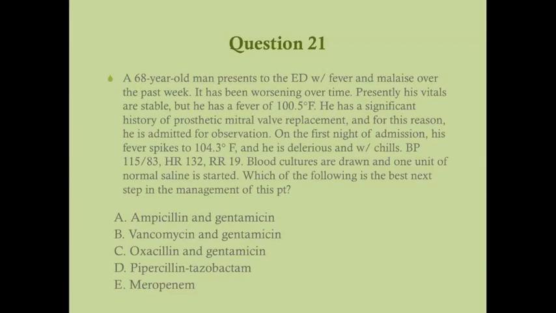Alright, so a 68-year-old man presents to the ED with fever and malaise over the past week. It's been worsening over time. Presently, his vitals are stable, but he has a fever of 100.5 degrees Fahrenheit. He has a significant history of prosthetic mitral valve replacement, and for this reason, as he should, he is admitted for observation. On the first night of admission, his fever spikes to 104.3 degrees Fahrenheit, and he is delirious with chills. Blood pressure is 115/83, heart rate is 132, respiration is 19. Blood cultures are drawn, and 1 unit of normal saline is started.